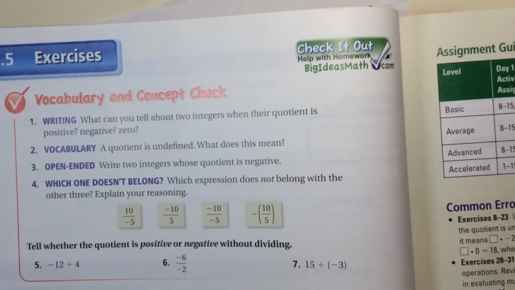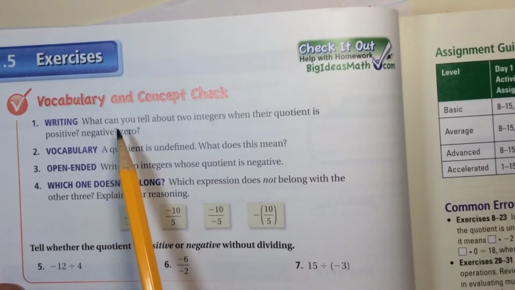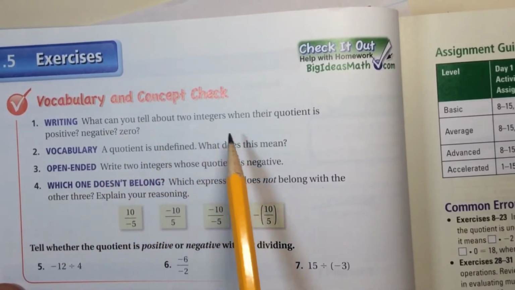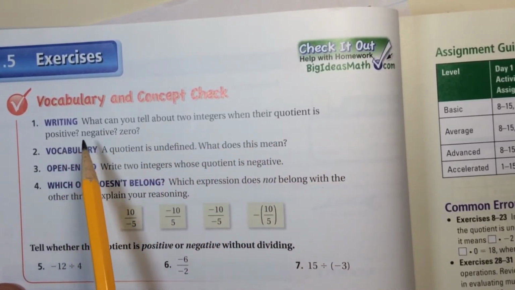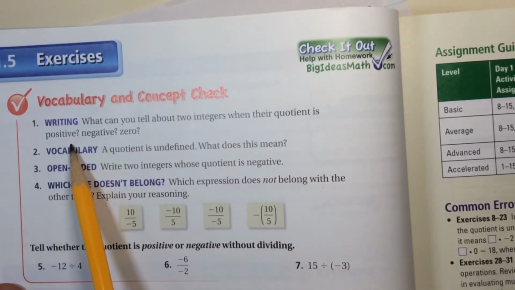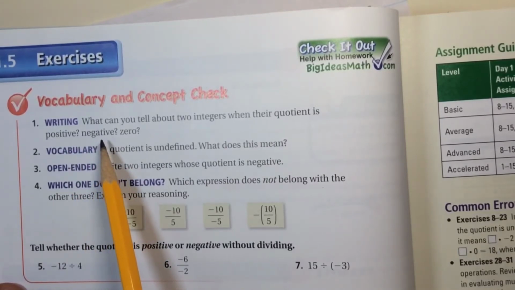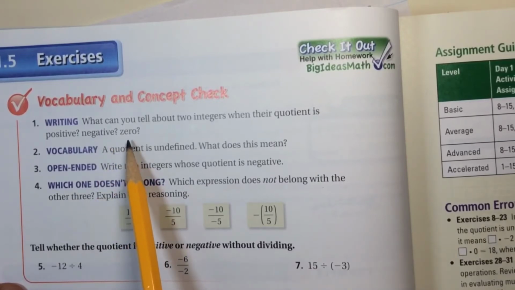Well, for the first few here, the first 7, number 1, it says writing. What can you tell about two integers when their quotient is positive, negative, and 0? Well, when their quotient is positive, you can tell that they have the same sign. When their quotient is negative, you can tell that the two integers have different signs. And when the quotient is 0, you can tell that the dividend is 0. That means the number you're dividing is 0.